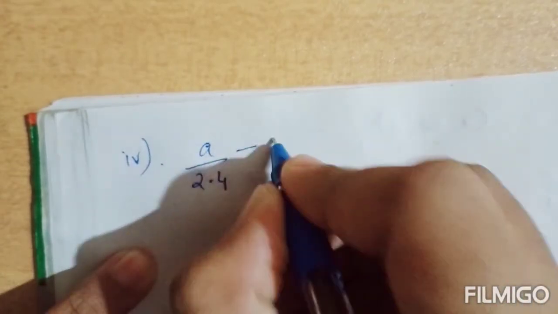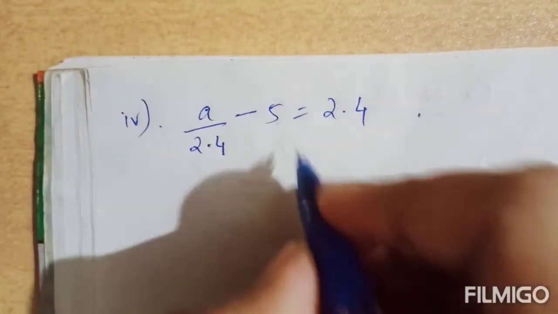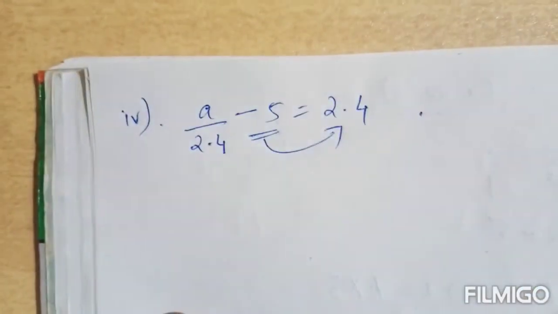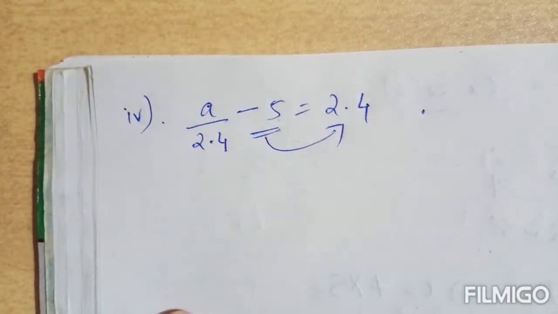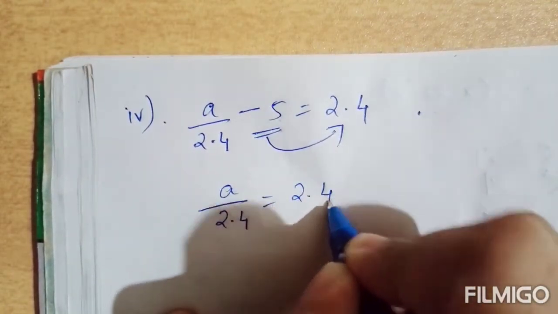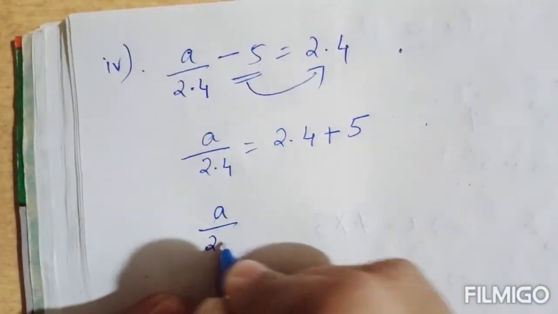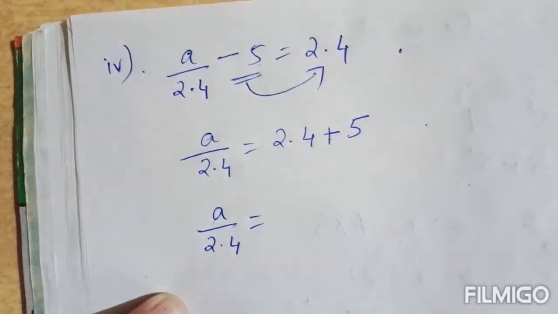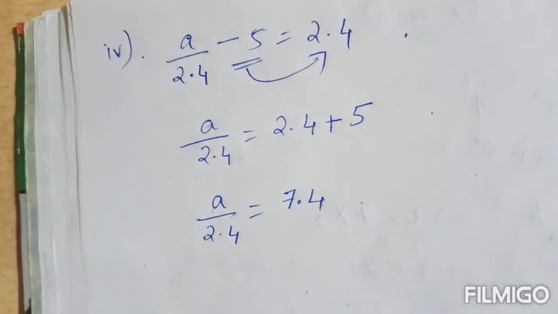Okay. In that fourth one, a by 2.4 minus 5 equal to 2.4. So first we are transferring this minus 5 to the other side. Negative 5 on taking to the other side will be positive 5. So a by 2.4 equal to 2.4 plus 5. Okay. Now a by 2.4 equal to 2.4 plus 5. On adding this you will get 7.4.